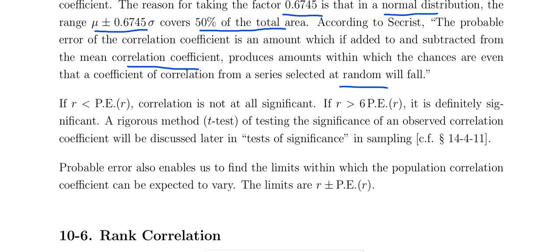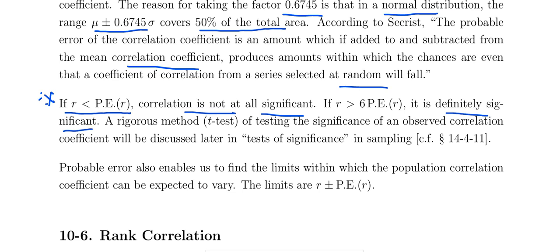So the reason for taking the factor 0.6745 is that in the normal distribution the range mu plus or minus 0.6745 sigma covers 50% of the total area. If r is less than the probable error of r, then the correlation is not at all significant. That is a very important one. If the correlation coefficient is greater than 6 times the probable error, it is definitely significant.